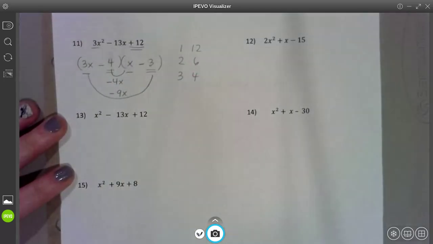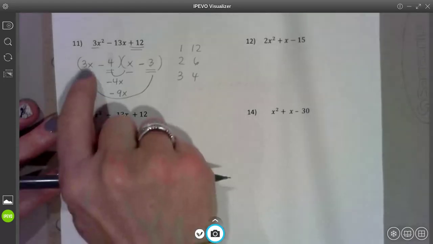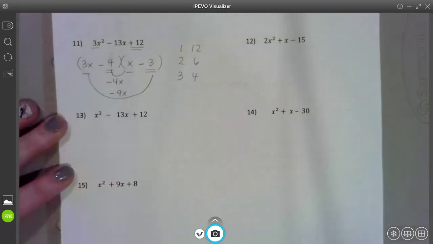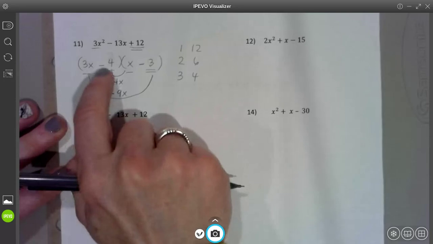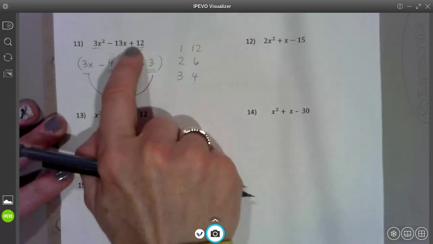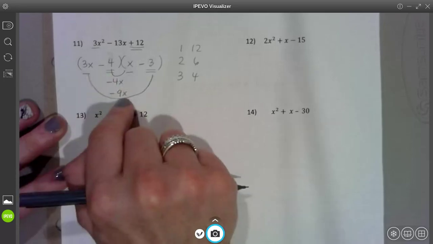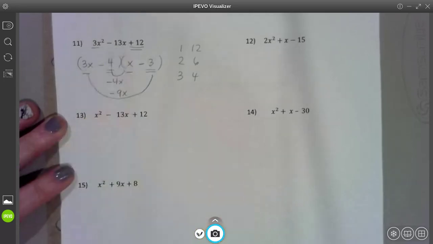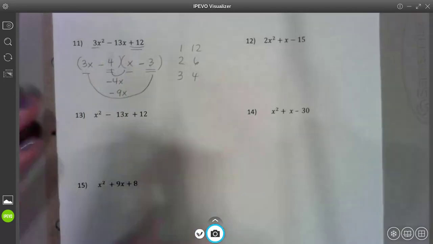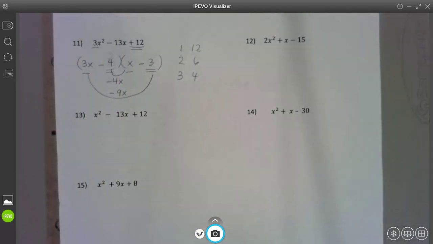And let's double check that everything's doing its job. Does 3x times x get you 3x squared? Yup. Does a negative 4 times a negative 3 get you a positive 12? Yup. And do my rainbows, negative 4x and negative 9x, add up to the negative 13x's in the middle? Yeah, they do. So guys, we did it. We found them using the first pair of numbers we tried. Obviously, that's not always going to happen.